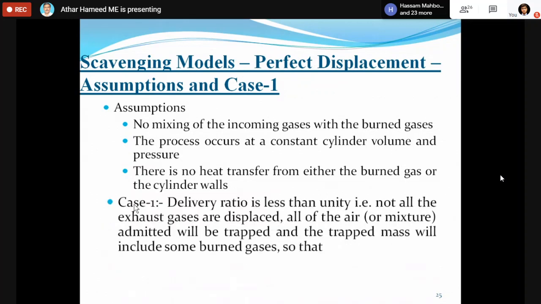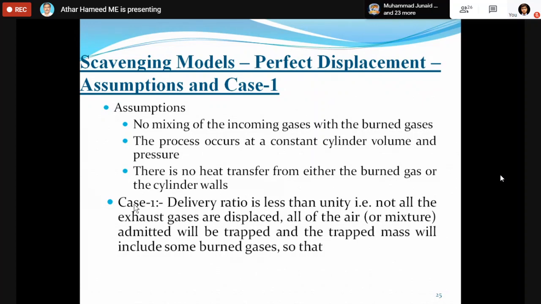Then case one, delivery ratio is less than unity. That is, not all the exhaust gases are displaced. This is case one, which can happen. All of the air mixture admitted will be trapped, and the trapped mass will include some burnt gases. So this is case one in the scavenging model: delivery ratio is less than unity.